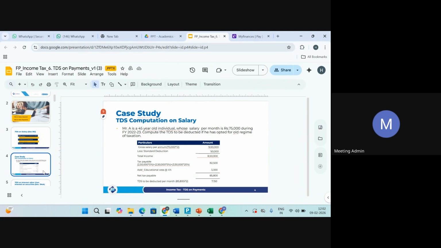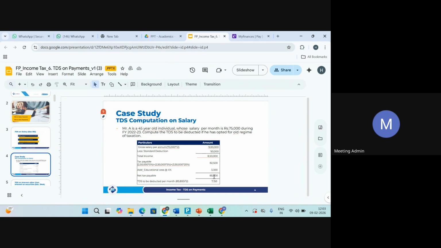And tax payable: based on your total income, 2 lakh into 0% plus, based on the slab rates, 2,50,000 into 5 percent and 3,50,000 into 20 percent. If you do the bifurcation like this, you will get 82,500. Then education cess will be compulsory, 3,300, and net taxable will be 85,800.